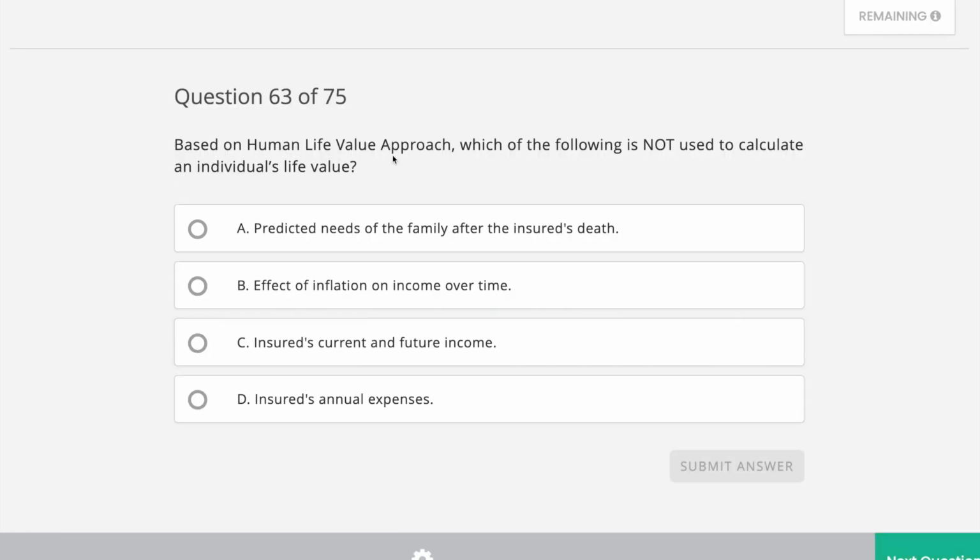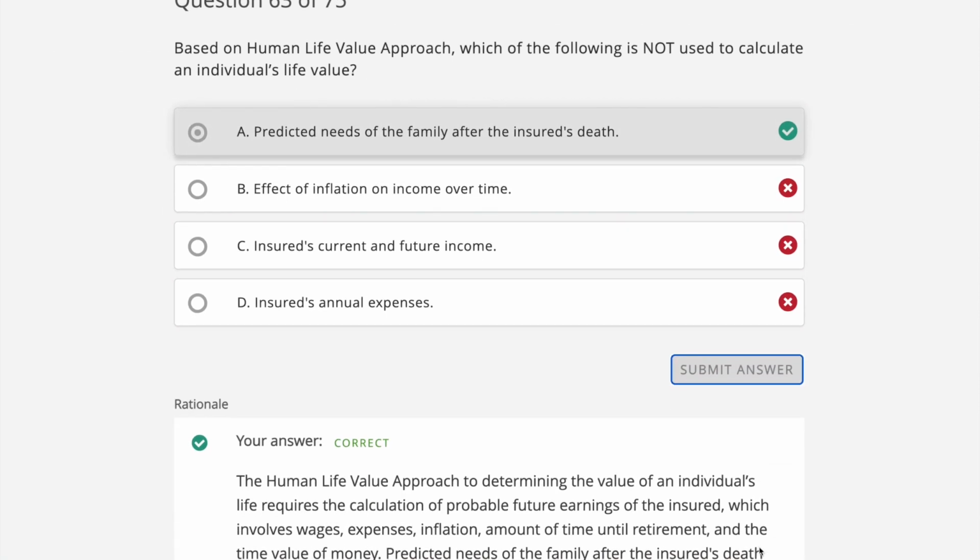Based on the human life value approach, which of the following is not used to calculate an individual's life value? Proceeds needed by the family after death, affected by inflation, income over time. The human life approach is based on income. Annual expenses. Insured's future income. Affected by inflation. Protects the needs of family after the insured's death. I think it's that one. Yep, it's that one. Read the rationale.